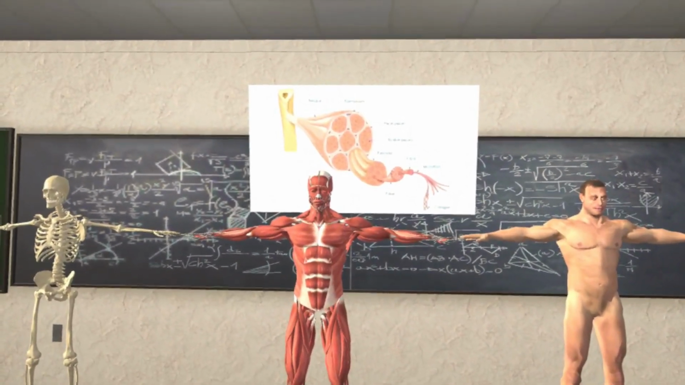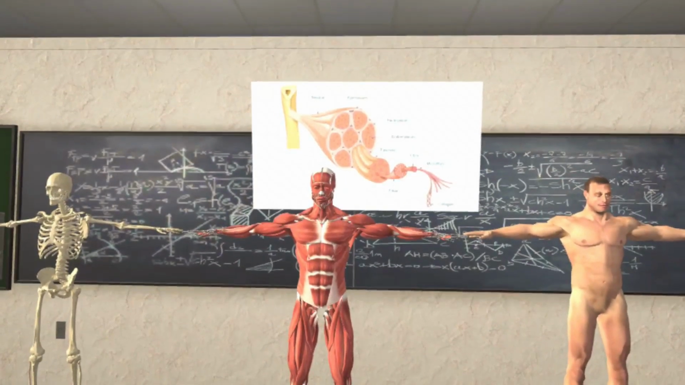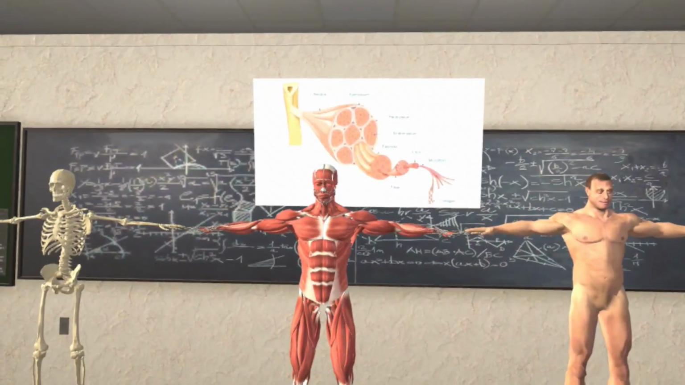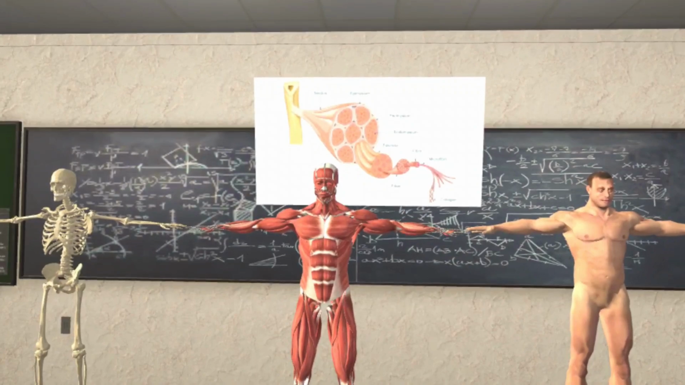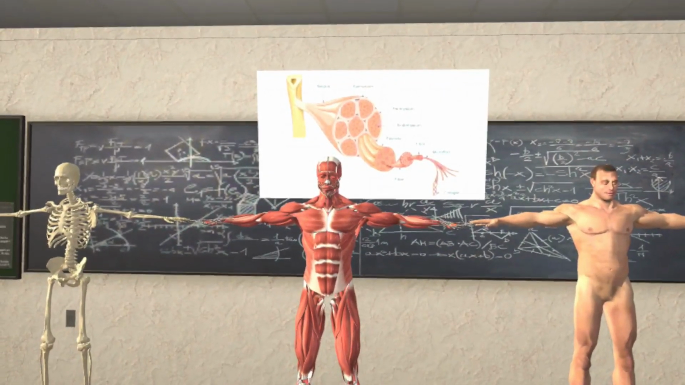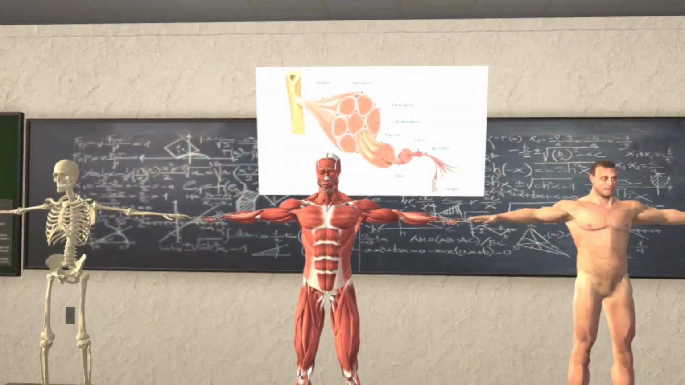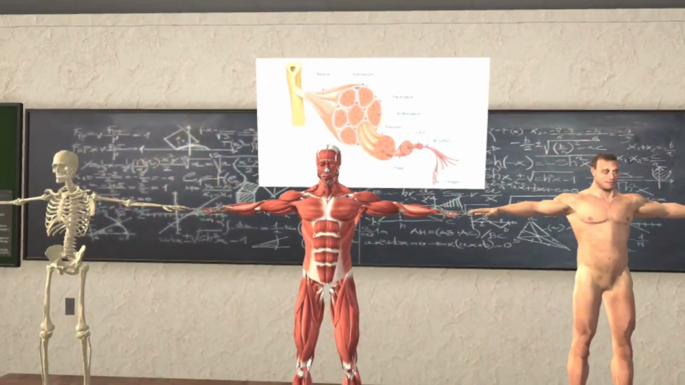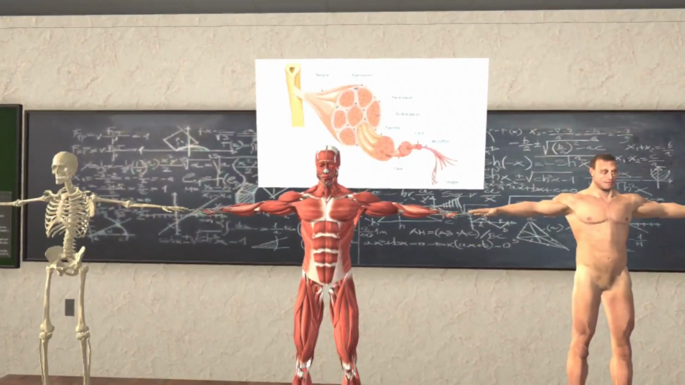Another function is movement. Bones provide a framework for muscle and tissue attachment. When the muscles contract, they pull on and move the bones to allow movement. Different bones are connected by joints, and the bones, joints, connective tissue, and muscles all work together to allow a great range of motion for the body as a whole and its individual parts.